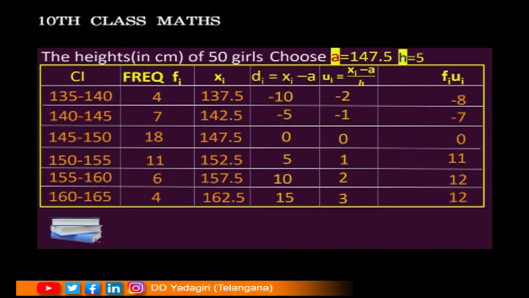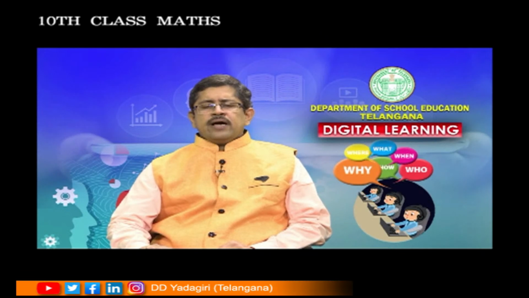Now when you add up all the frequency values, you get 50, and when you add up the sigma fi ui values, you get 20. So when you compare the earlier method and this method, the calculations have become much easier. So you got the values very fast.